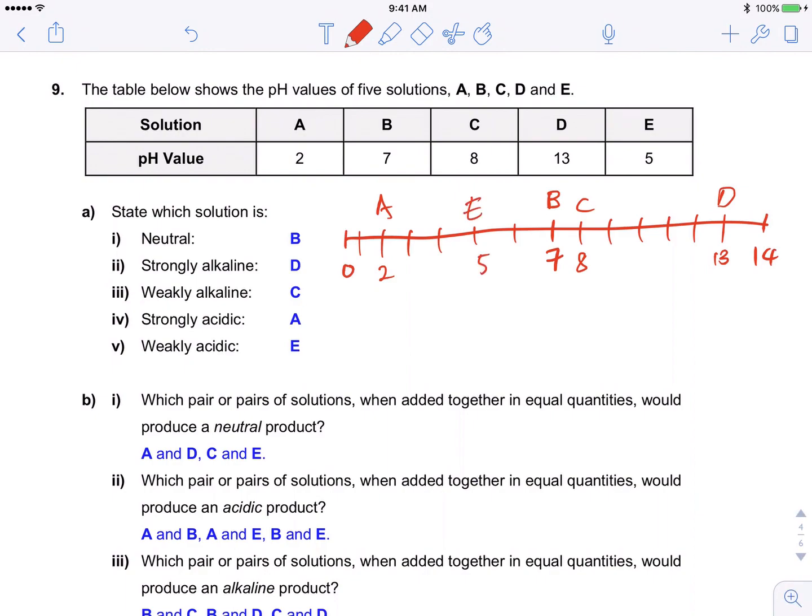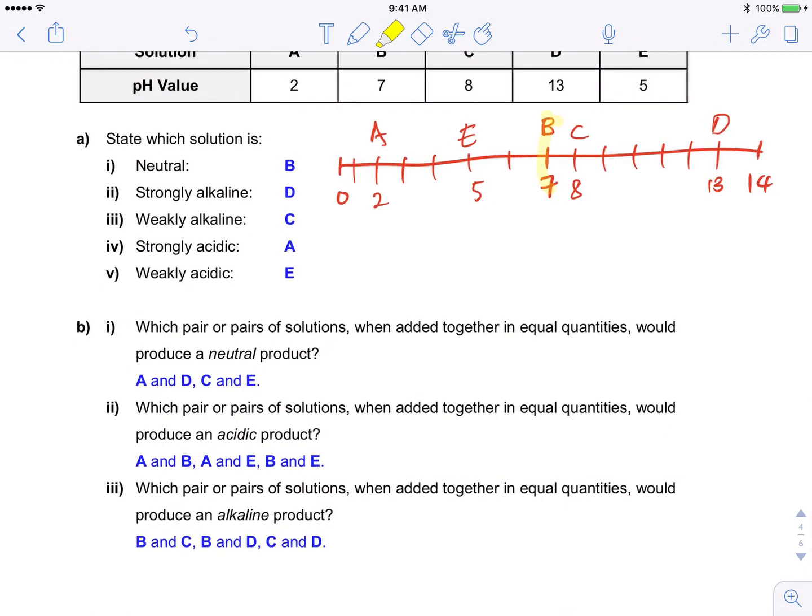Which solution is neutral, strongly alkaline, strongly acidic? If it's neutral, it must be pH 7. It's neutral. Okay, the rest you can do yourself. Which pair or pairs of solution, when added together in equal quantities, would produce a neutral product? Okay, so for it to produce a neutral product, it must be in equal quantities. This means that they are equally far from pH 7.